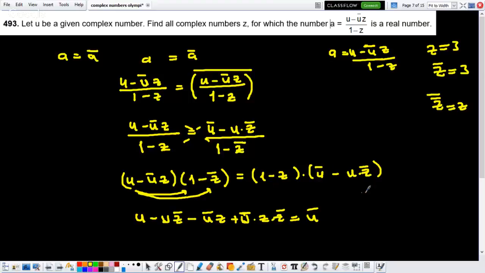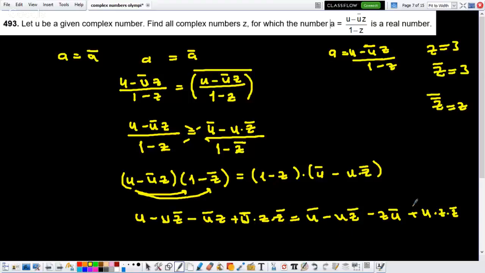So the right side is u conjugate minus u z conjugate minus z u conjugate, and minus times minus is plus u z z conjugate.